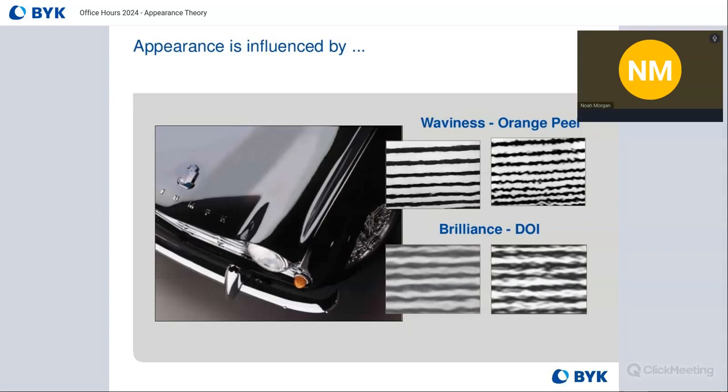The second factor is called DOI, also known as distinctness of image. Some people call it brilliance as well. This is when the reflected image appears sharper and clearer, or in other words, if you saw your reflection on a brilliant surface, you would see a near perfect reflection of yourself. So it's just a sharper image that it displays.